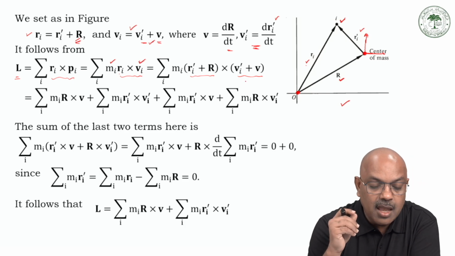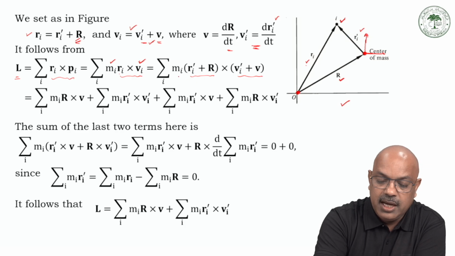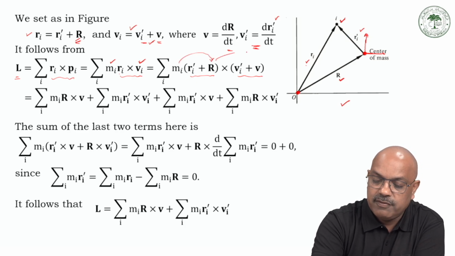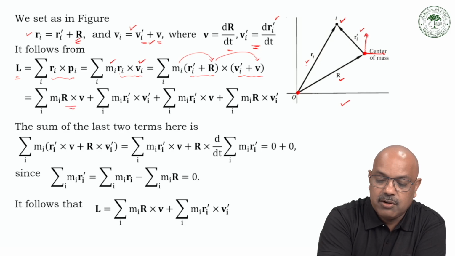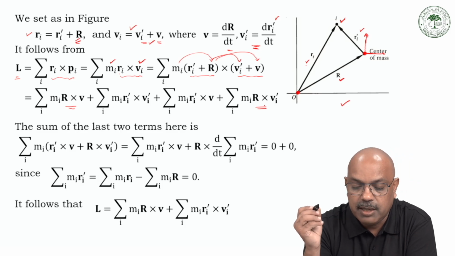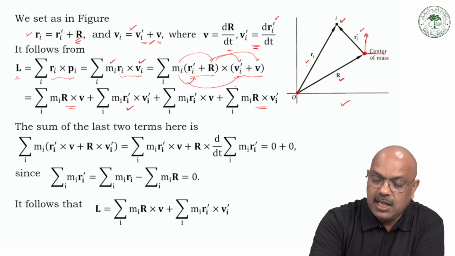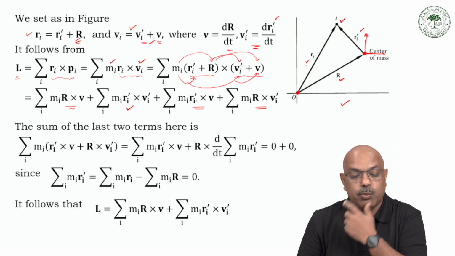Now let us break it up. Taking mi Ri prime and the product with V gives mi Ri prime cross V. Taking the product with Vi prime gives mi Ri prime cross Vi prime. Similarly, for R: R cross V gives mi R cross V, and R cross Vi prime gives mi R cross Vi prime.